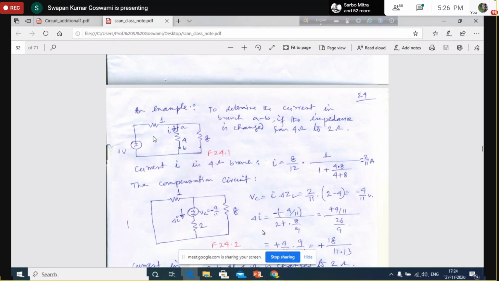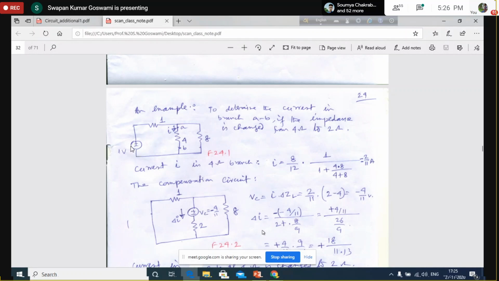So here you see that a 1 volt source is connected here. These are the resistances. Now what the reciprocity theorem states is that if you change the position of the source and response... say the source is 1 volt here, and as a response, let us find out the current through this 8 ohm resistance here. This is the response. How? Let us connect an ammeter here.